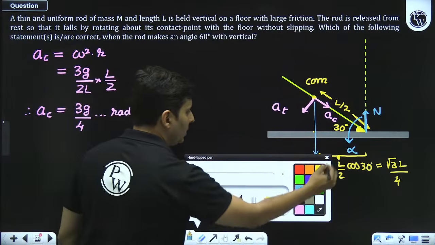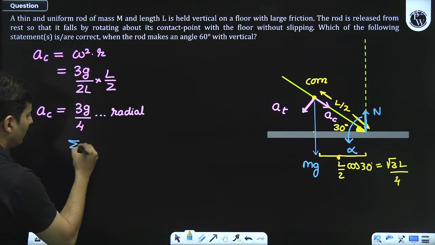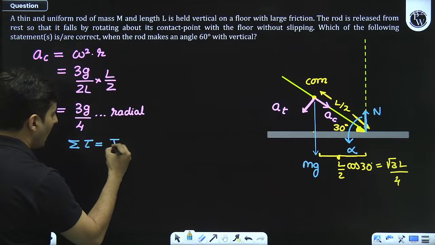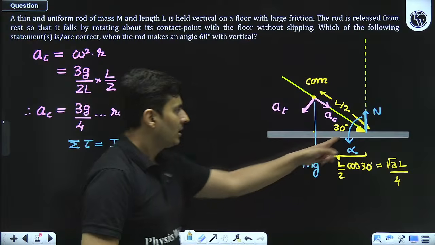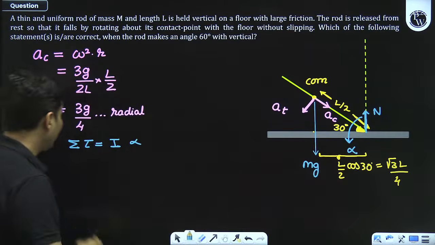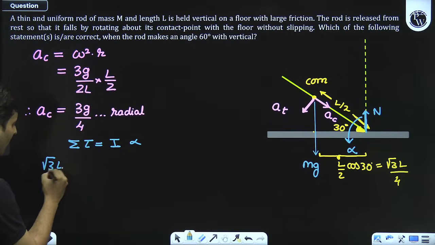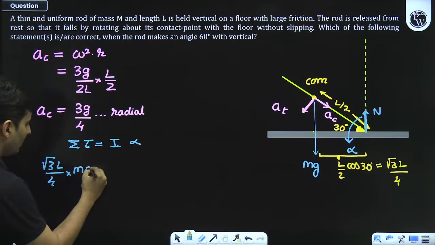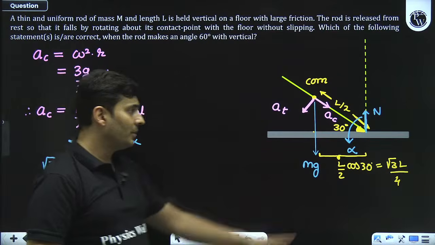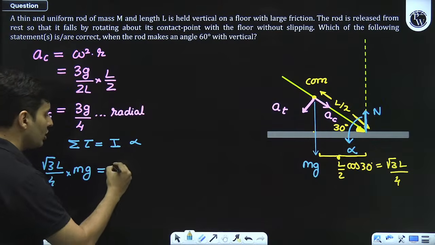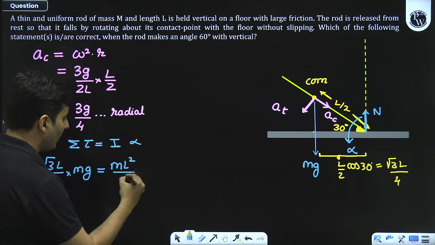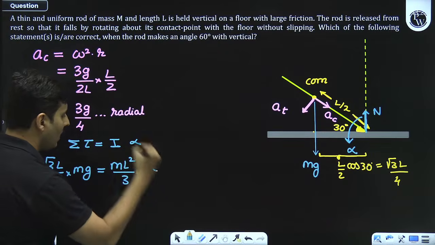So let's apply the torque equation. Net torque is equal to I into alpha. The torque is only because of mg. The distance is root 3 L by 4. So put root 3 L by 4 multiplied by mg. Moment of inertia, don't make a mistake, it is ml square by 3, not 12. It's at the end. So ml square by 3 multiplied by alpha.